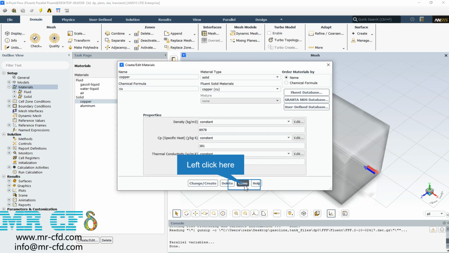The helical pipe material is copper, and we can see the properties of this material in this section.